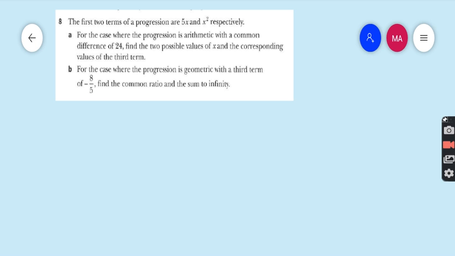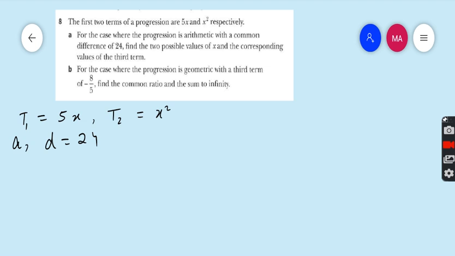Question number 8. The first two terms of a progression are 5x and x square. So T1 is 5x and T2 is x square. Part A. For the case where the progression is arithmetic with a common difference d of 24, find two possible values of x and the corresponding values of the third term.